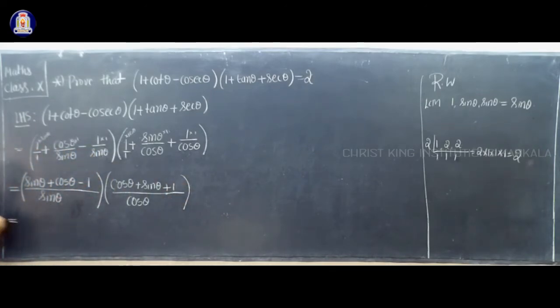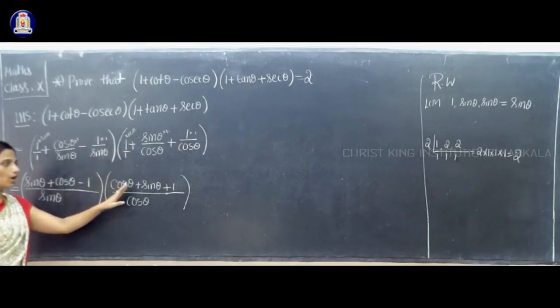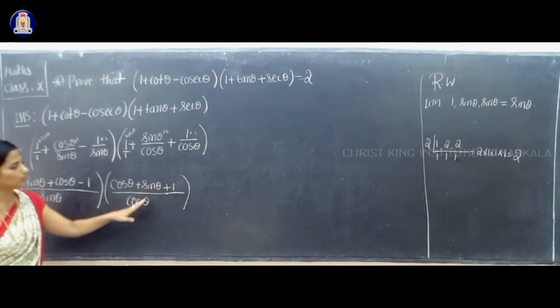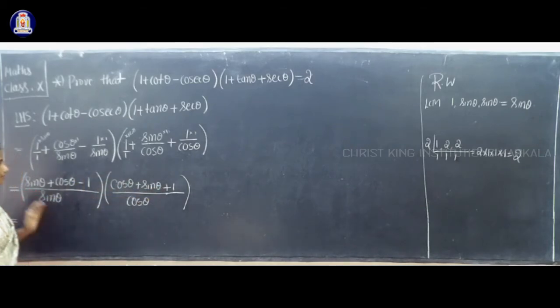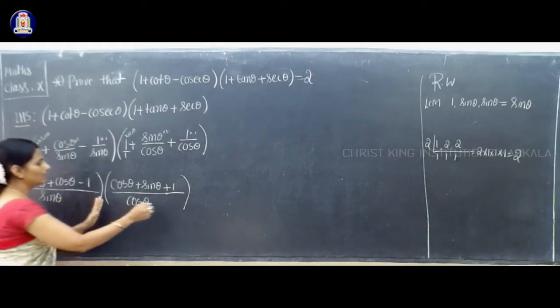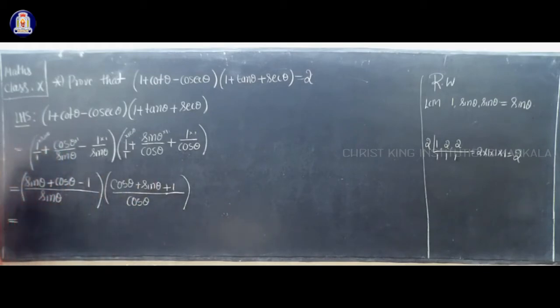So how are we reading this? Sin theta plus cos theta minus 1 divided by sin theta, into, this is multiplication, cos theta plus sin theta plus 1 divided by cos theta. That means this bracket multiplied by this bracket. But if you multiply like this, it is complicated, right?